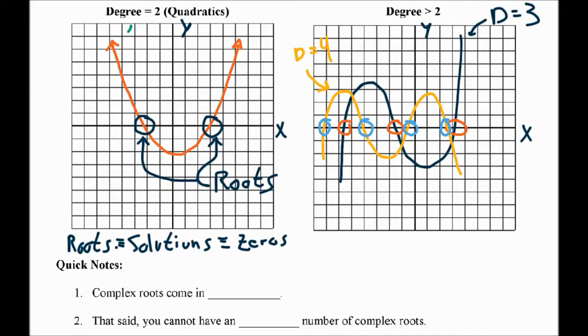Maybe way up here, they don't even cross the x-axis. And in the past, you've probably been told that quadratics, that are polynomials that have a degree of 2, can either have 0 solutions, 1 solution, or 2 solutions. At max, they can only have 2 solutions. They can't have 3, they can't have 4, they can't have 5. They can either have 0, 1, or 2.